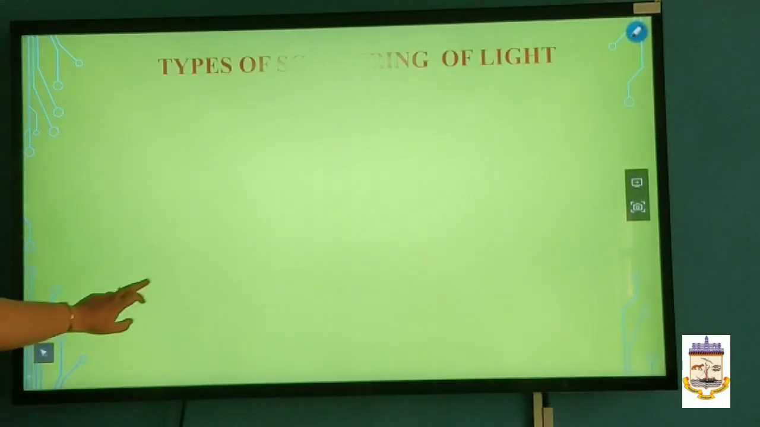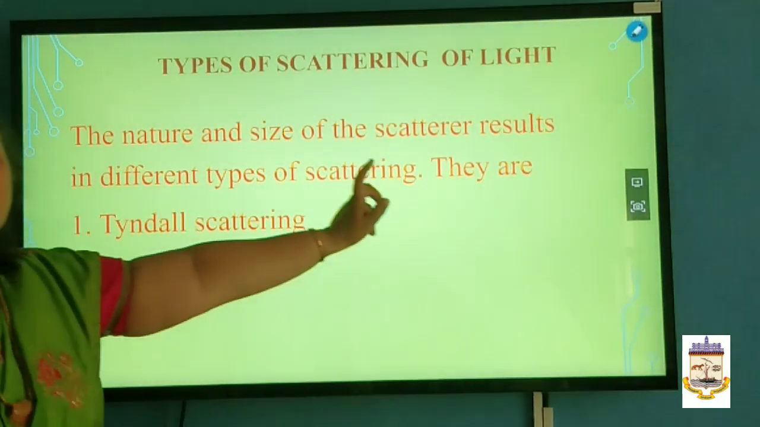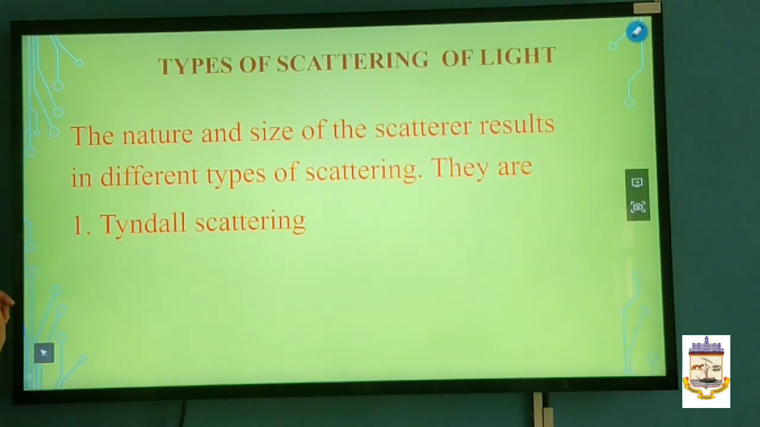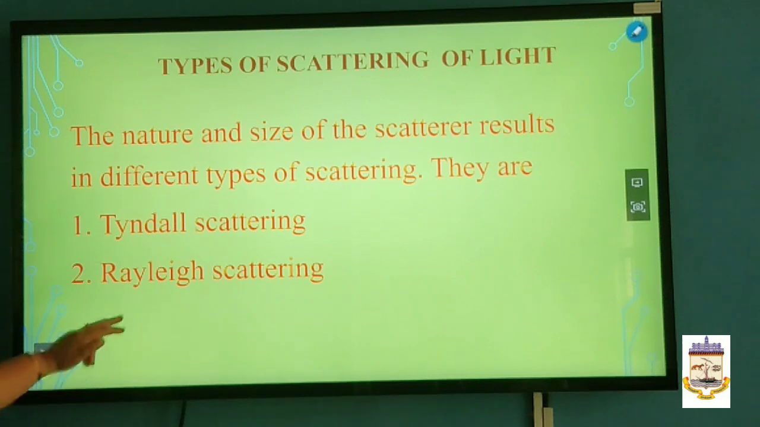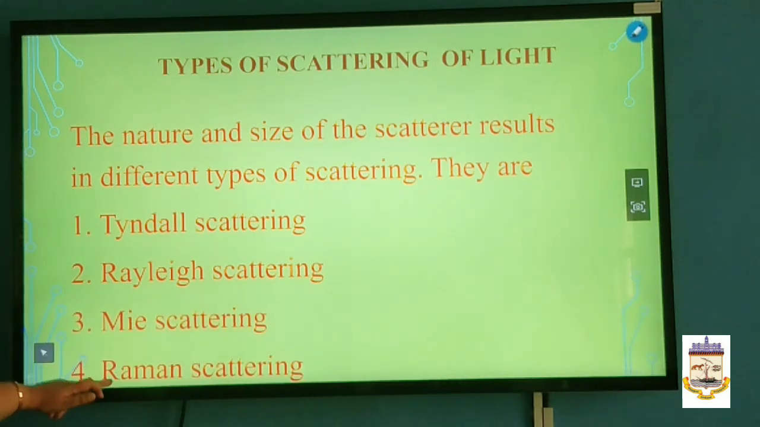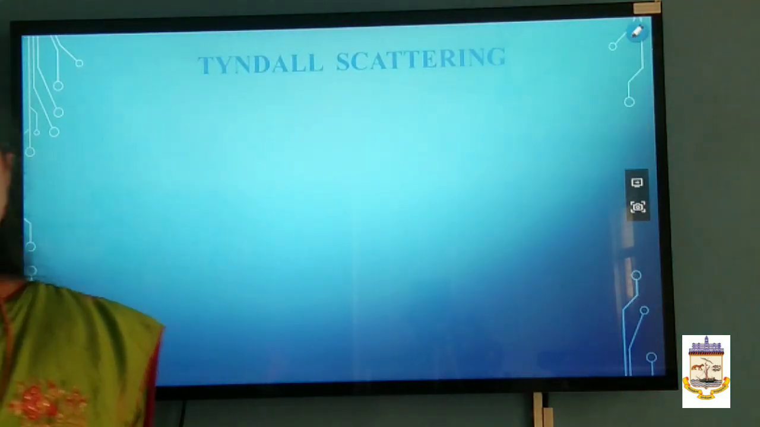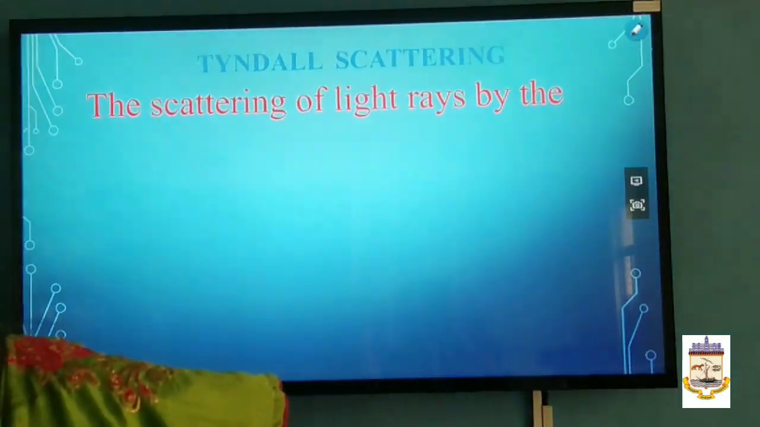Depending upon the nature and size of the scatterer, we can have many types of scattering. The first one is Tyndall scattering, second Rayleigh scattering, third Mie scattering, and Raman scattering. First we will focus on Tyndall scattering. To explain Tyndall scattering, let me show you one small experiment.